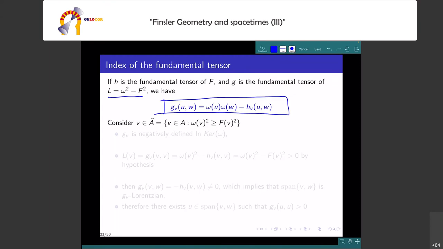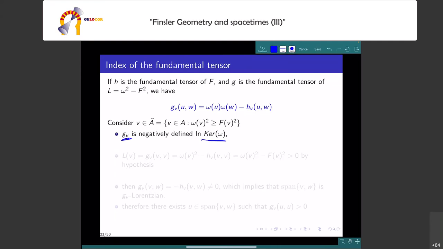But you have a lot of information because the kernel in GB is negative definite. Because, of course, in the kernel, this part is zero. And this is the fundamental tensor of a Finsler metric. So here is an n minus one subspace, a hyperspace where GV is negatively defined, but there is also one direction where it's positive. So it has to be Lorentzian. The index has to be n minus one. Well, in the boundary it is a little bit more difficult, but it works.